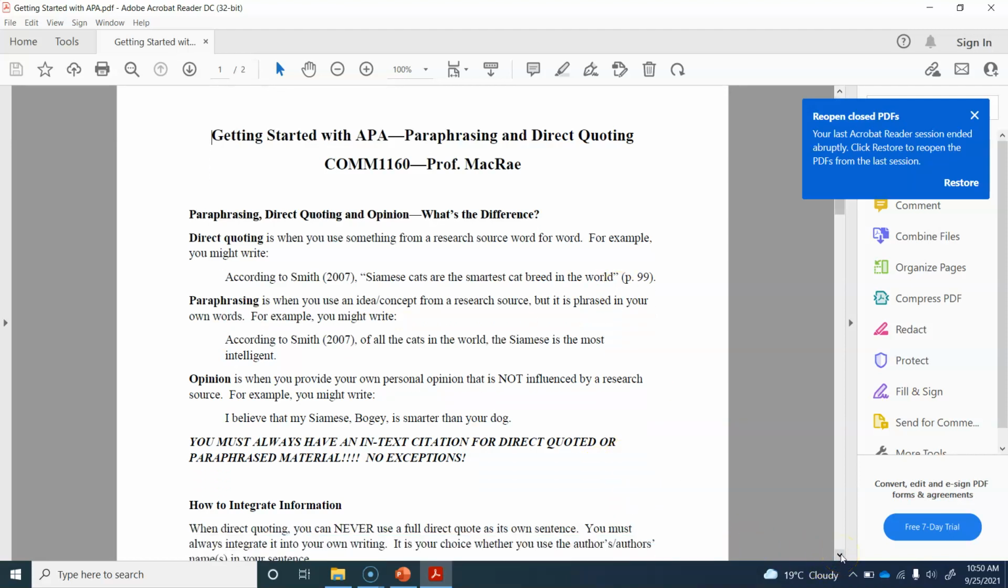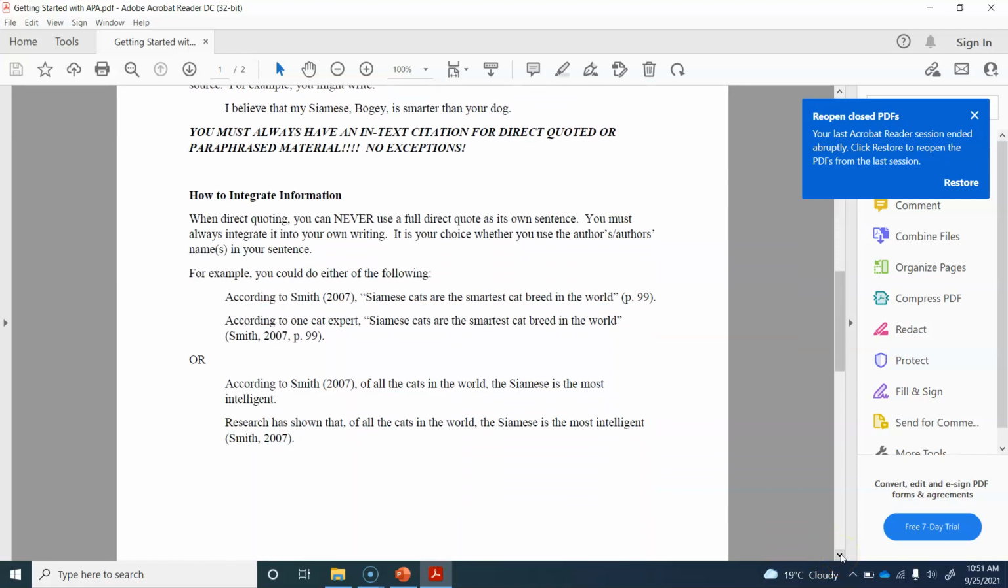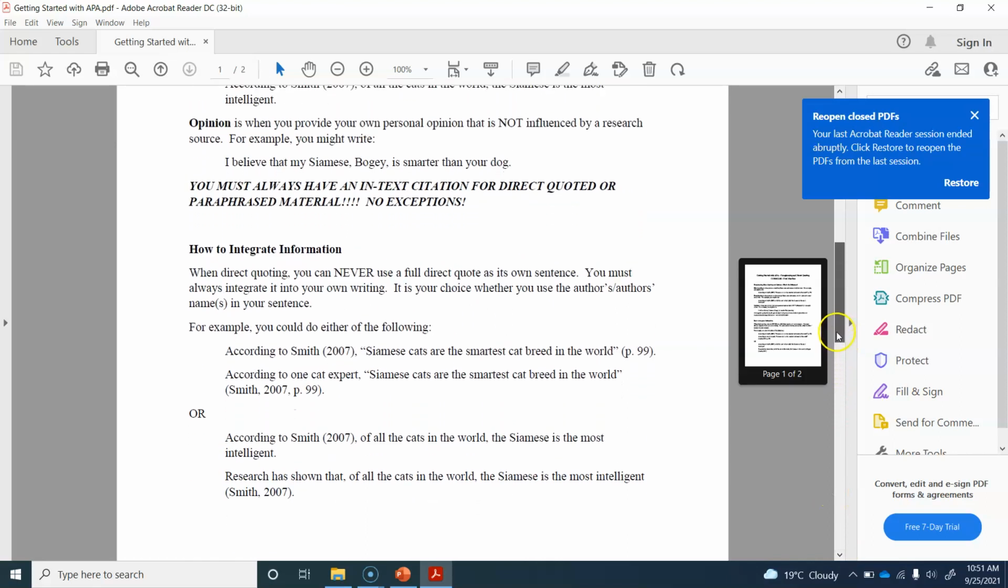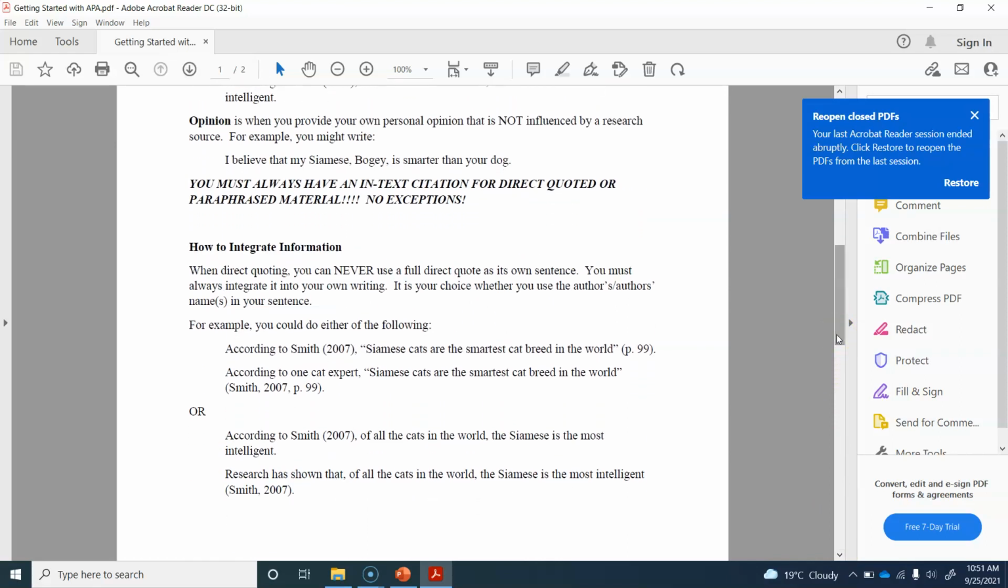The next thing I want to cover is how you integrate information. So when you are direct quoting, when you're pulling information from a research source, you can never borrow a full sentence and include it in your writing as a full sentence. You always have to integrate it somehow into your own writing. And it's going to be your choice whether you use the author's names in your sentence or not.